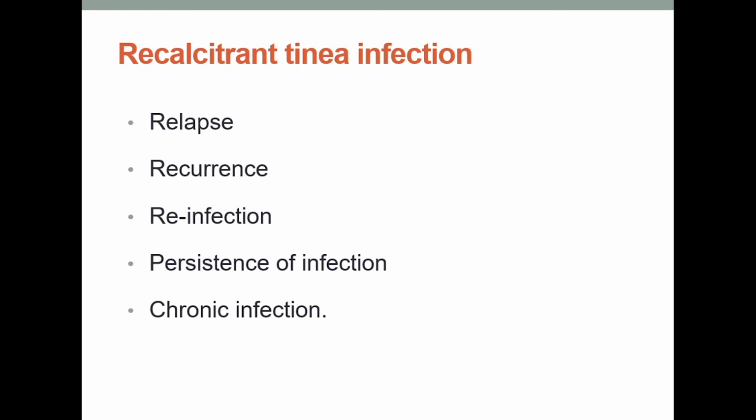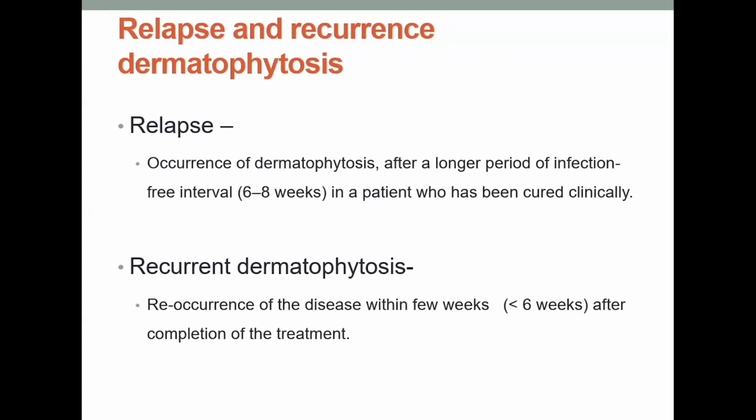Coming to the next specific group, recalcitrant tinea infection. It could be a relapse, that is, after 6 to 8 weeks of complete treatment regime, or a recurrence, that means within 6 to 8 weeks of complete treatment regime, or a reinfection, persistent infection, or a chronic infection, that means persistence of infection for 6 months to 1 year. Next.